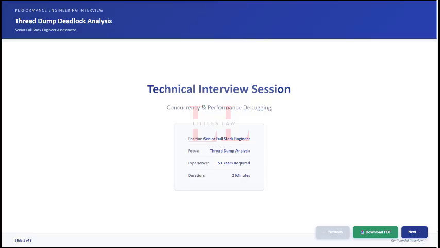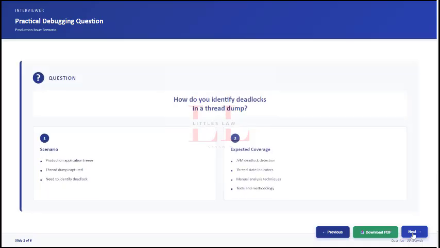We had a production incident at around 3 a.m. on, take for example, Monday or Tuesday, and our trading platform completely froze. So how do you identify deadlocks in a thread dump?